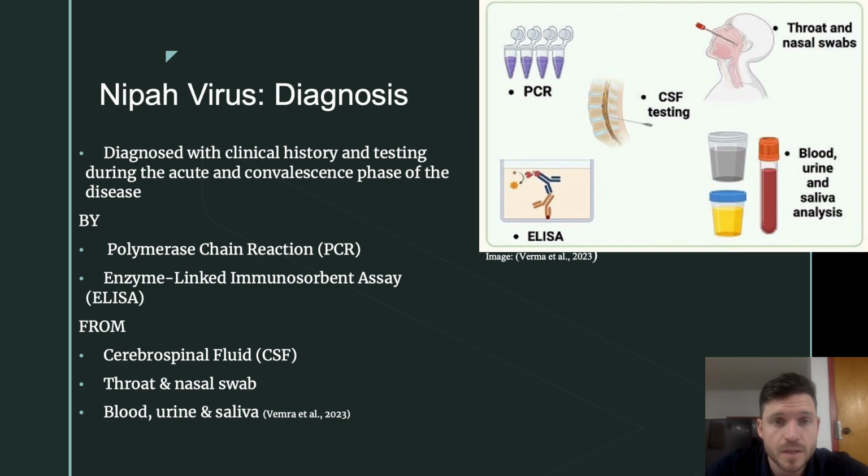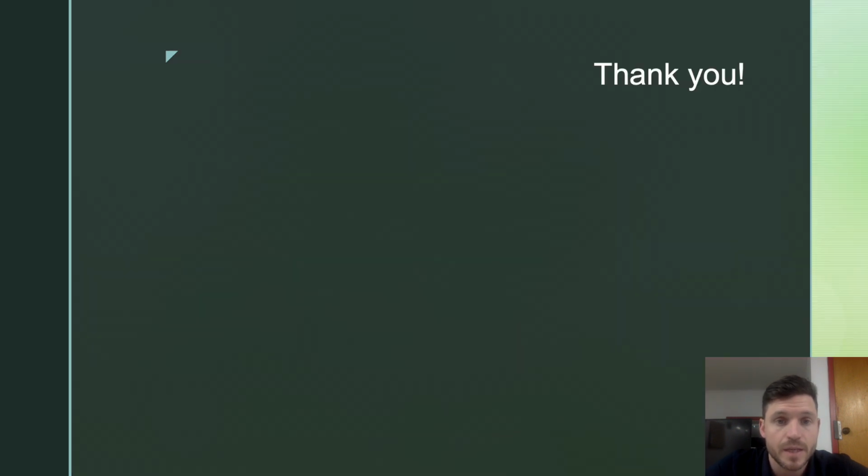So diagnosis of Nipah virus infection can be done through either PCR or ELISA, and those samples are taken from either the cerebrospinal fluid, throat or nasal swabs, and blood, urine, and saliva. And so that is the clinical presentations, diagnosis, and treatment of Nipah virus infection.